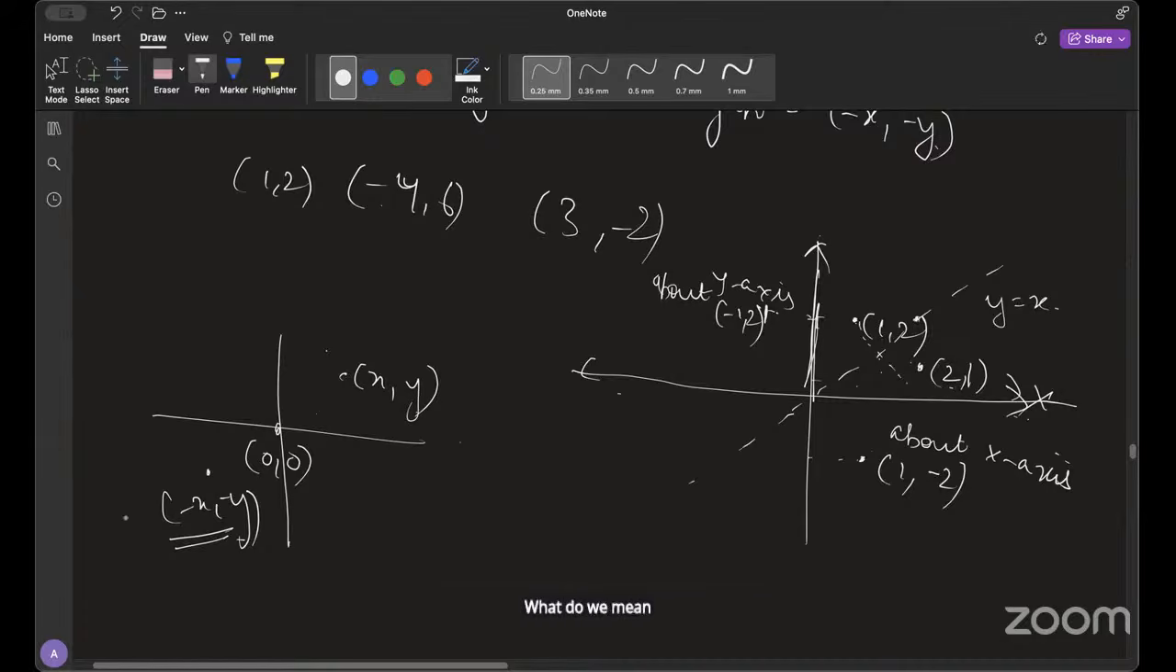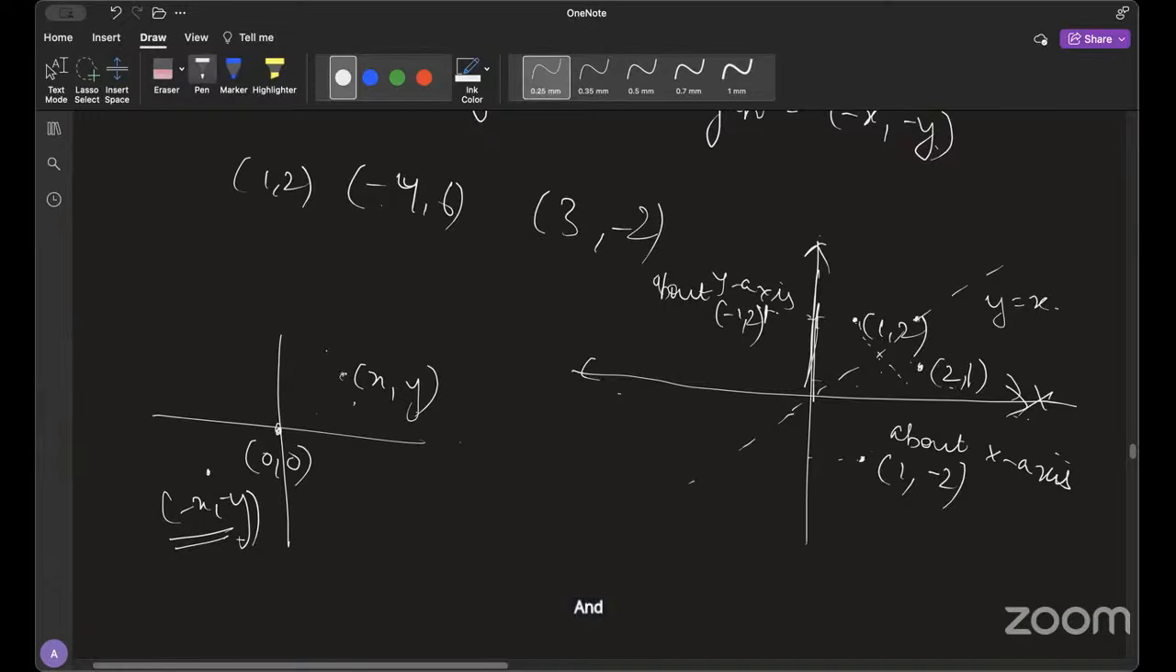What do we mean when we say it's reflected about 0 0? Any point in the second quadrant will, if we take its reflection about 0 0, fall in the fourth quadrant. Right?